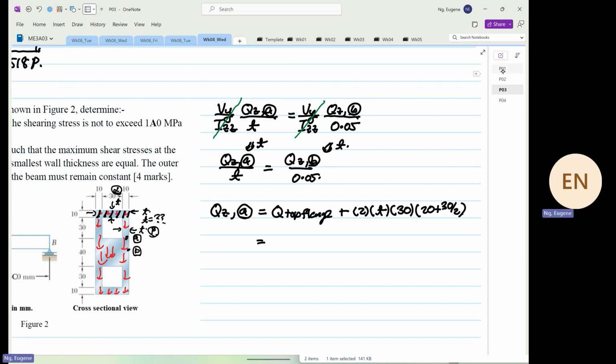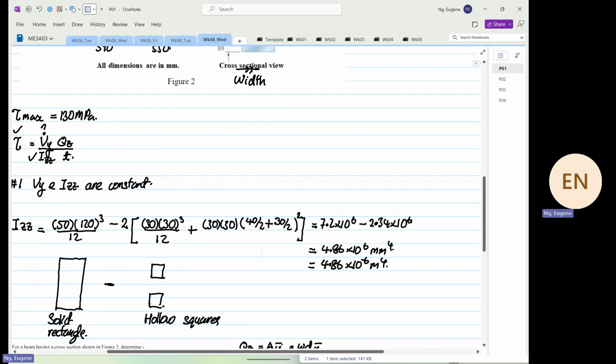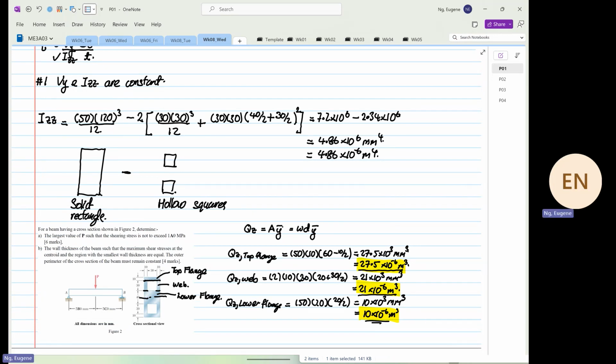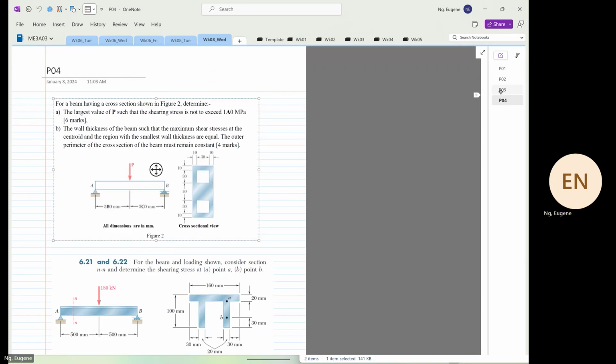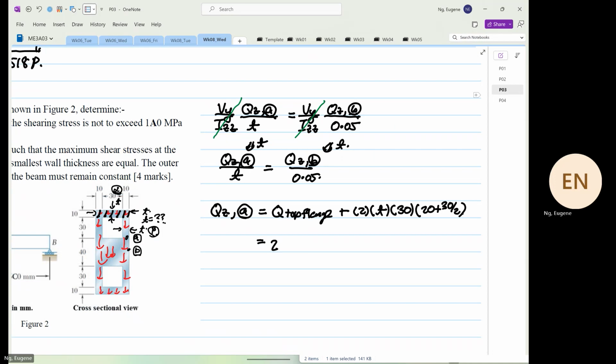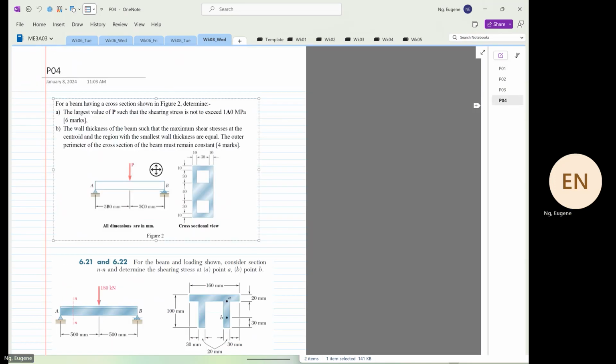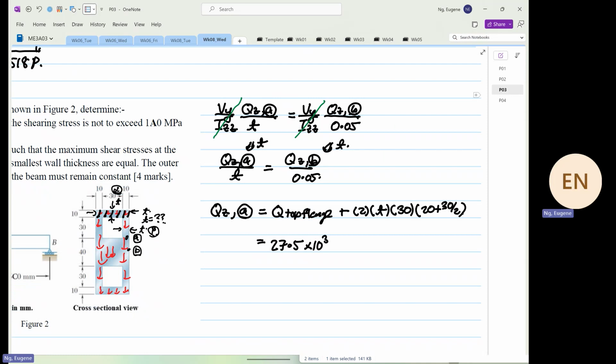We calculate Q top of the flange earlier. Q top of the flange is equal to 27.5 times 10 to the power minus 3. I'm thinking, should we change to? No, I think we're still okay. So 27.5 times 10 to the power 3. Is it times 10 to the power 3? Let me check. 27.5 times 10 to the power 3. Okay. Now, why we can use millimeter over here? Because the top is in millimeters cubed. The bottom is also in what? Millimeters. So it's okay.